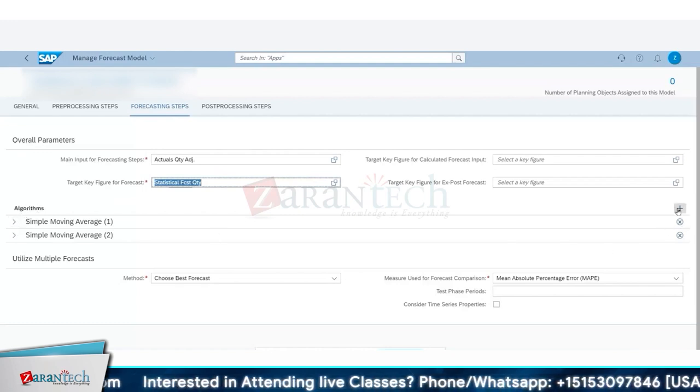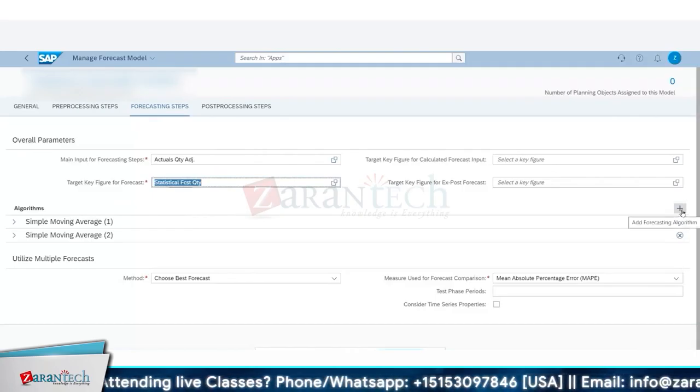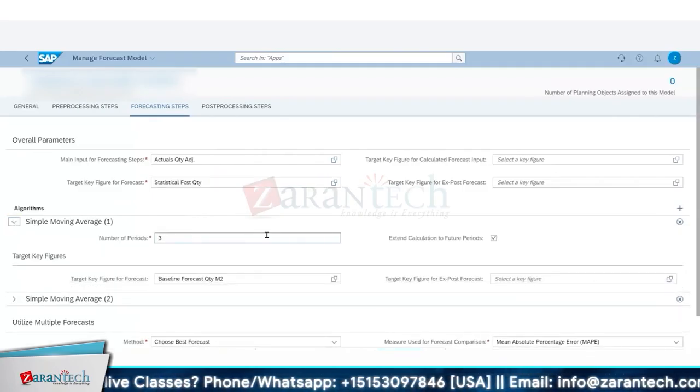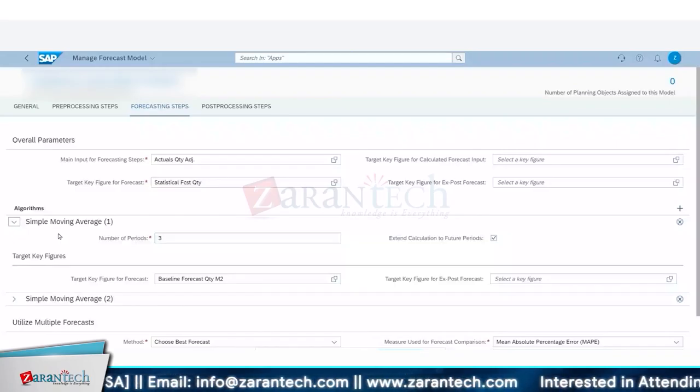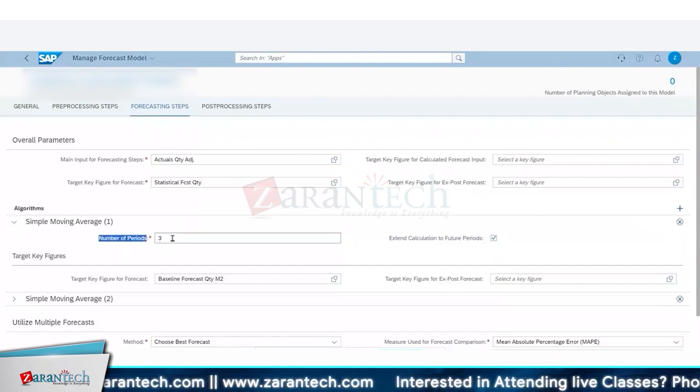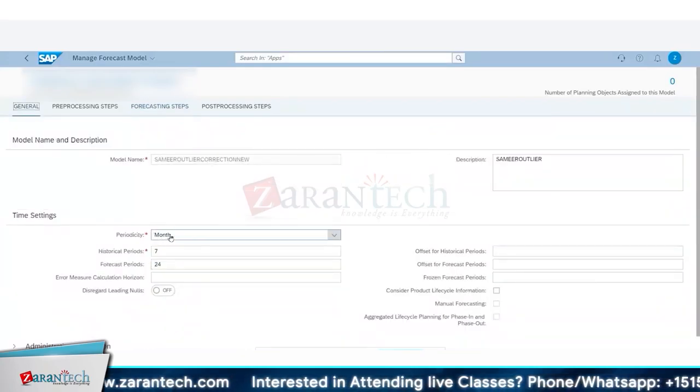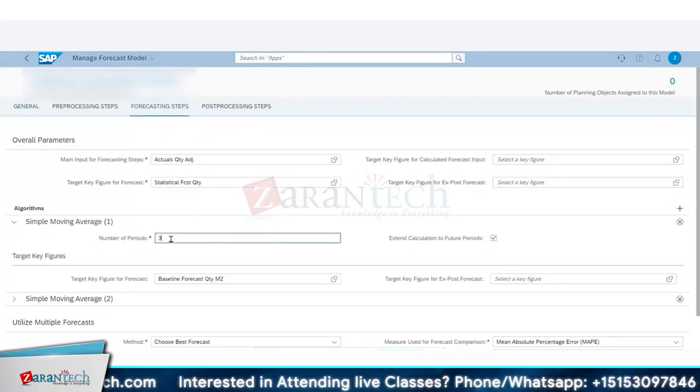Now, in the next column you see a plus sign, and next to that is algorithm. You can click on this algorithm. Since we are doing it for the first time, let's select the most simple algorithm, which is simple moving average, so that we can compare the data and see whether the results are correct or incorrect. Click the first plus sign and put number of periods as 3. That will be 3 months because you have selected months in the general field. So this will apply 3 periods of months.